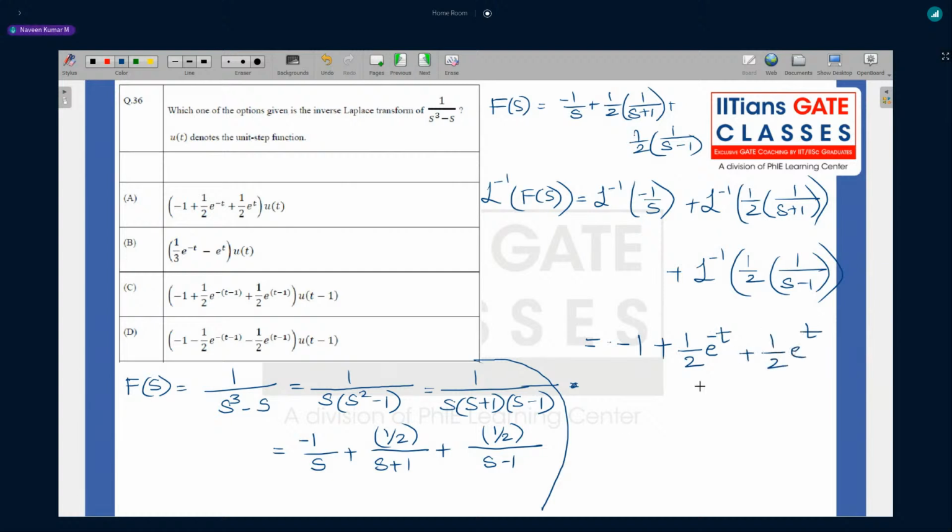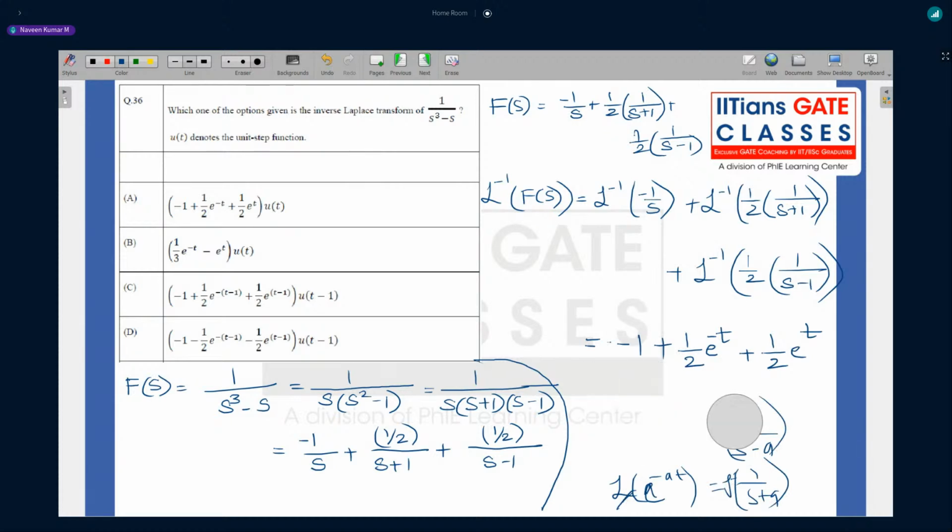See, if you are getting confused, this is Laplace inverse of e to the power of at, which is 1 by s minus a. Laplace inverse of e to the power of minus at is 1 by s plus a. So if you want the inverse, just cut this off, and write Laplace inverse here. You'll get the answer. That's it. That is what I'm trying to do.